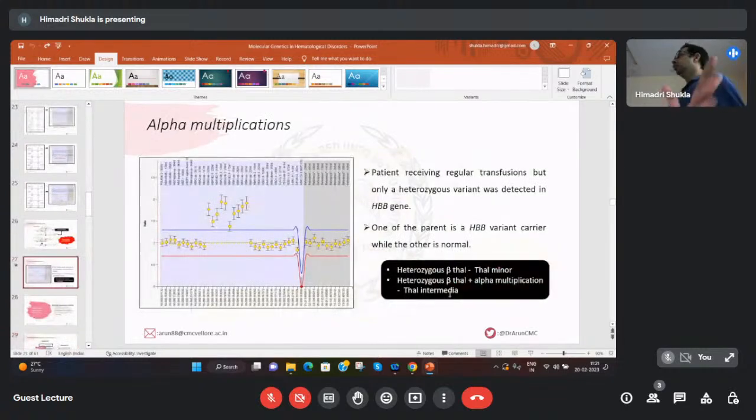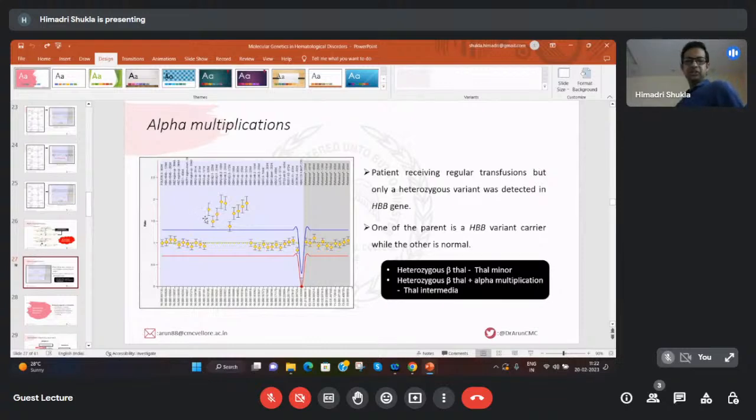So if you look only at beta, you get a heterozygous mutation, and you call the patient only a thal minor, but he is requiring transfusions every second month or every third month. Probably that is a good candidate that you look for this multiplication. Just similar to deletion, where your ratio becomes 0.5 or 0, if it's multiplication, your ratio increases. It goes beyond 1.